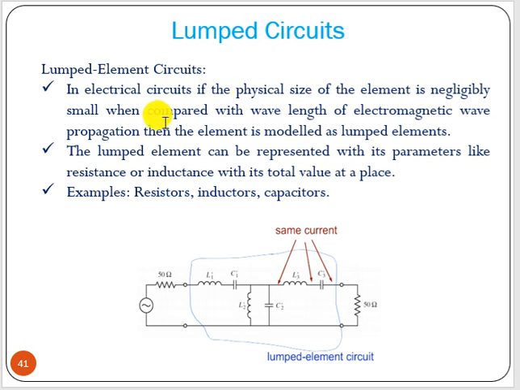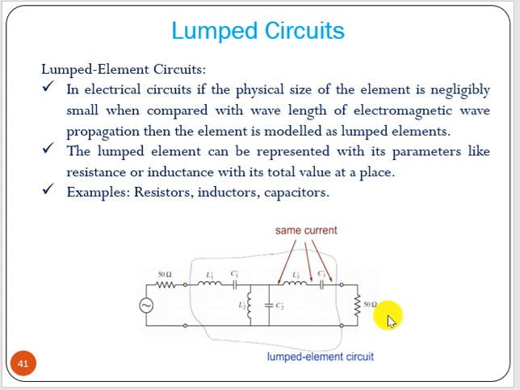Now lumped circuit. What is a lumped circuit? In electrical circuits, if the physical size of the element is negligibly small when compared with the wavelength of electromagnetic wave propagation, then the element is modeled as a lumped element. The lumped element can be represented with its parameter like resistance or inductance with its total value at one place. That means those values are constant, not changing. Examples: resistors, inductors, capacitors. That means the same current is flowing through this R, L and C.